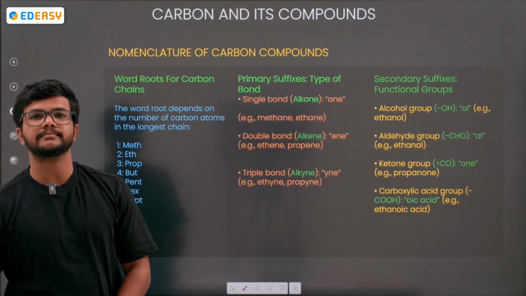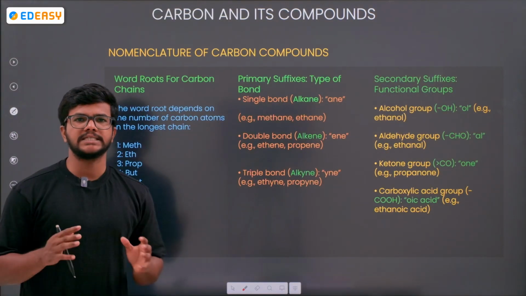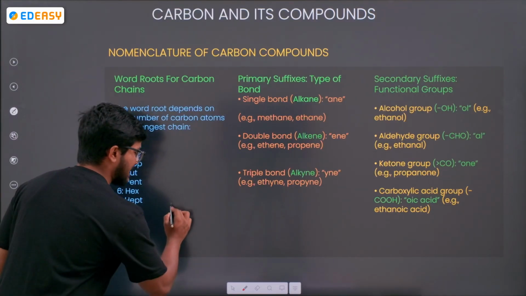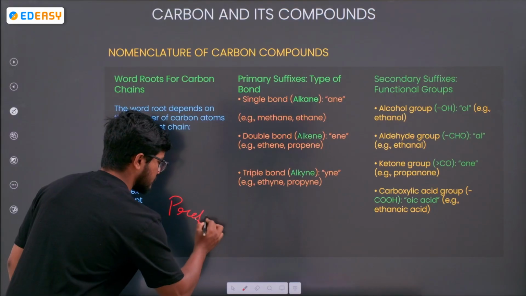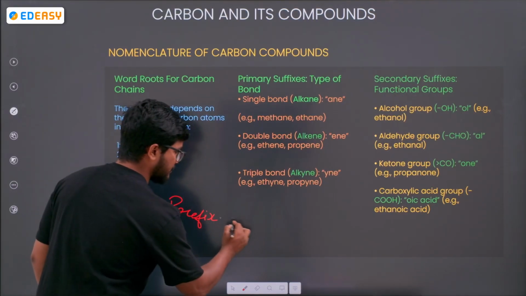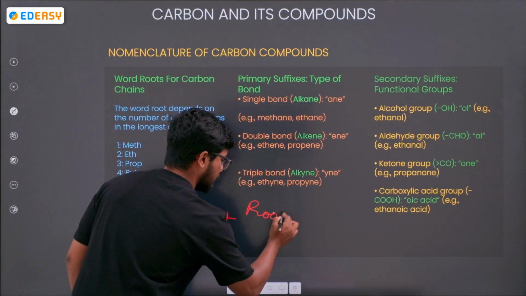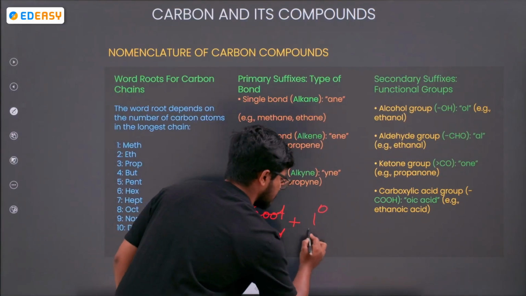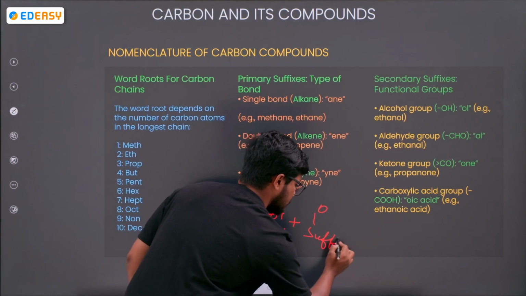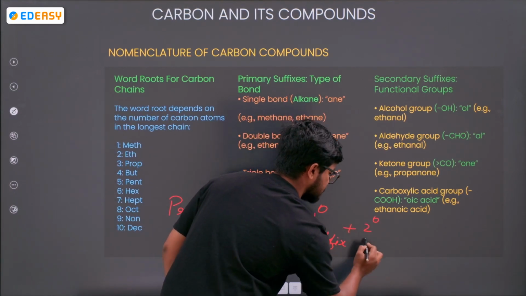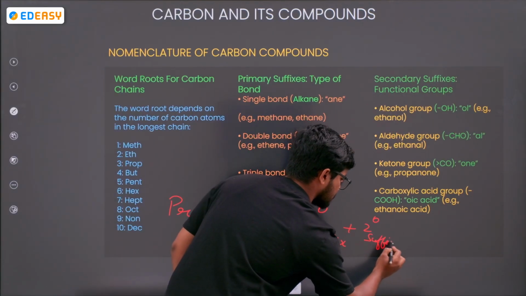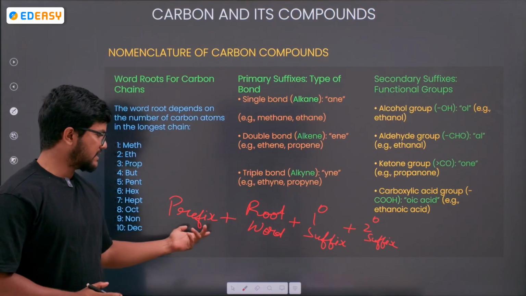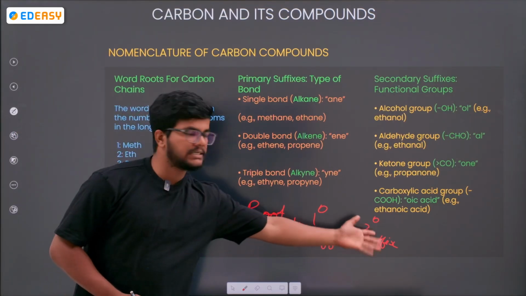Next is nomenclature. Okay, nomenclature is very important. Let me tell you the structure of the nomenclature. It starts with the prefix. After the prefix we have the root word, and the primary suffix, and the secondary suffix. So let me tell you what the prefix, root word, primary suffix and secondary suffix are.